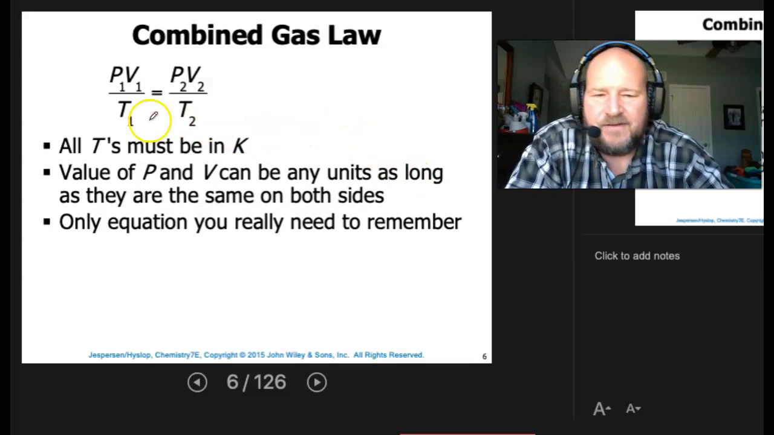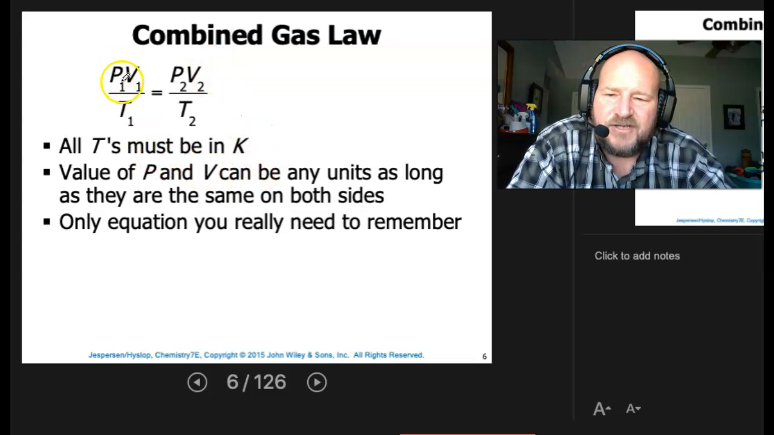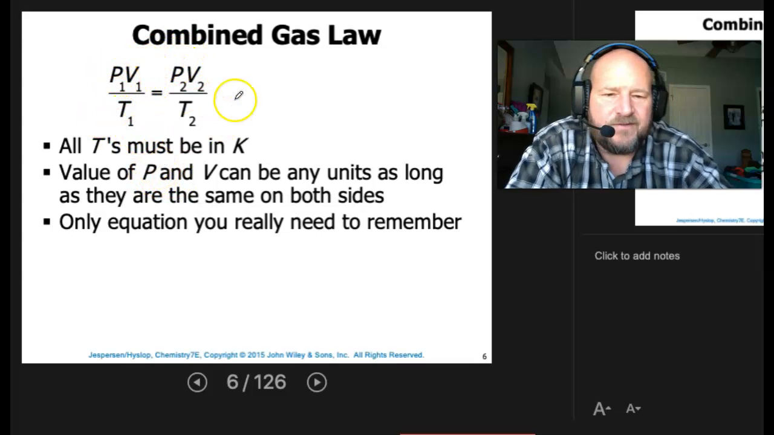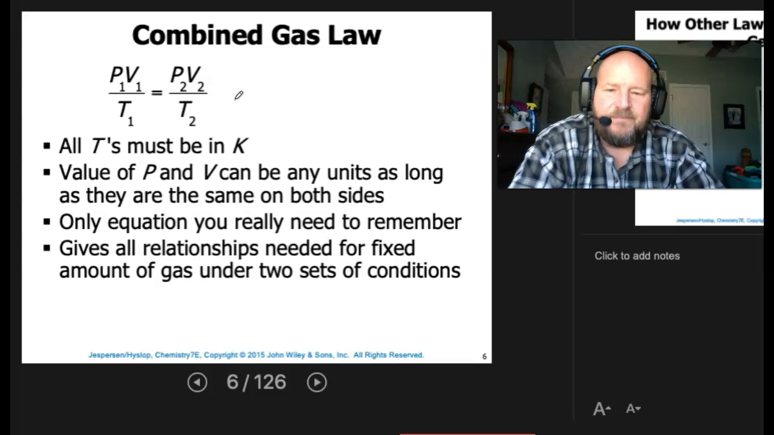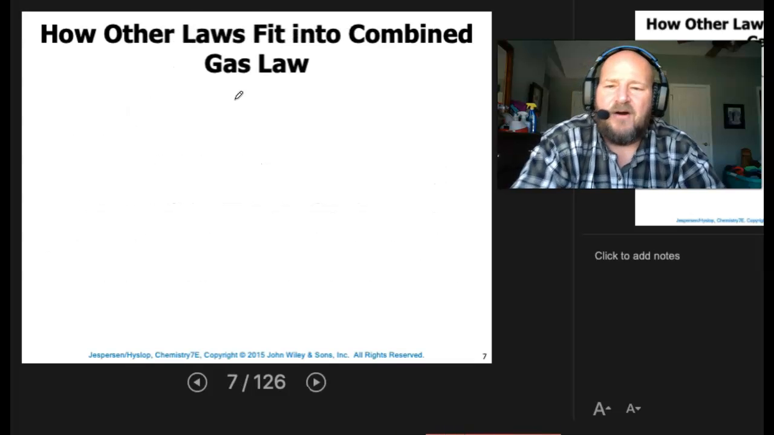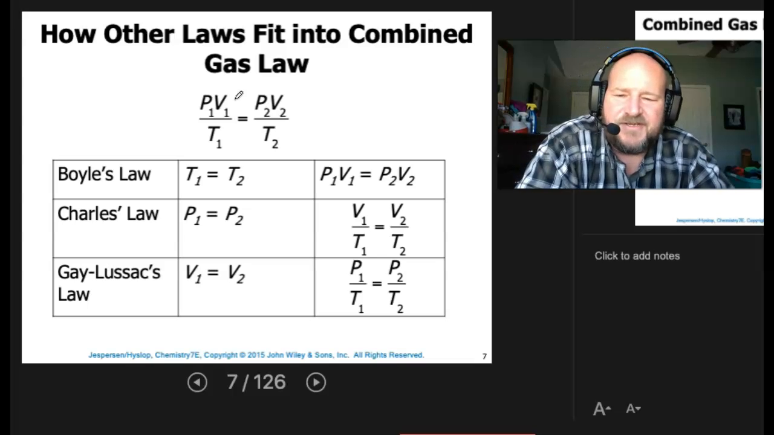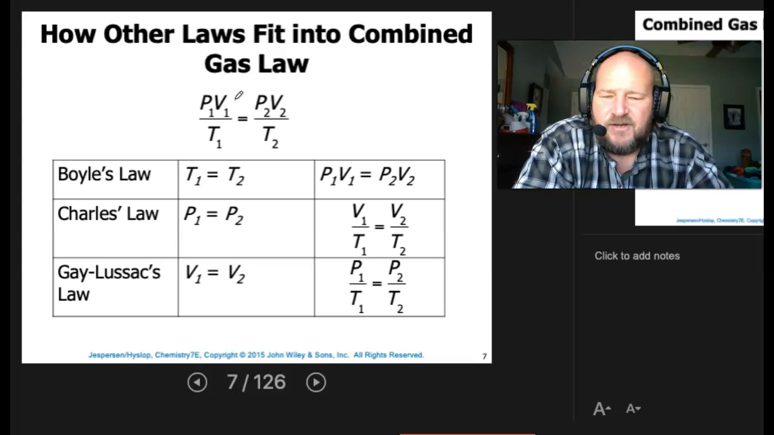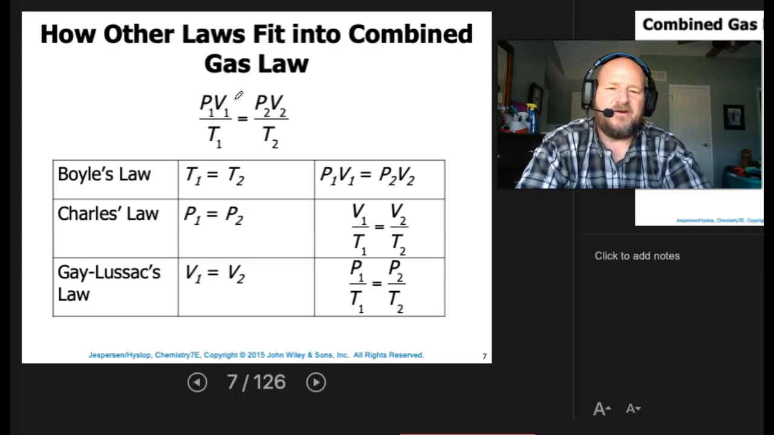So if you say you have constant temperature, then you have Boyle's law. If you have a constant pressure, then you have Charles' law where you have V1 over T1. And then finally, if you hold the volume constant, then you get P1 over T1, which is Gay-Lussac's law. So it gives all the relationships needed for a fixed amount of gas under the two sets of conditions. Now, how other laws fit into the combined gas law, we just did this. Boyle's law, T's are equal to each other. Charles' law, P is equal to each other. Gay-Lussac, V is equal to each other. And then, of course, those drop out of our equation.